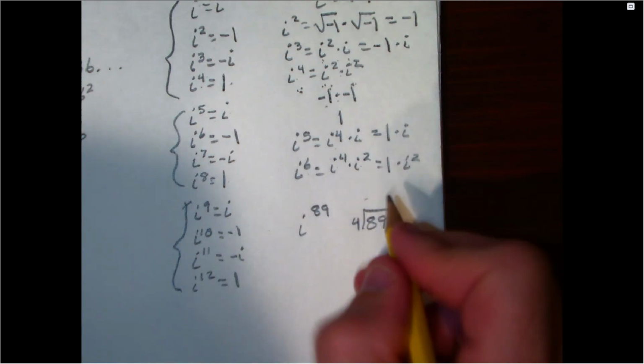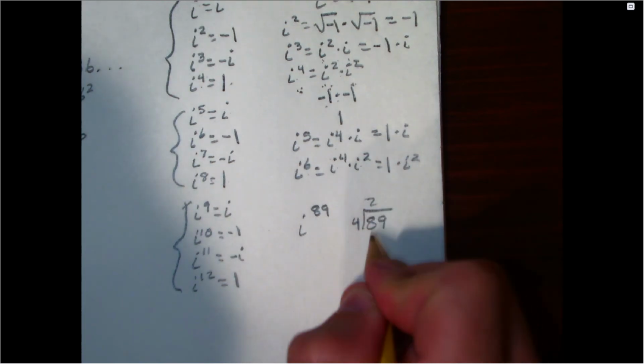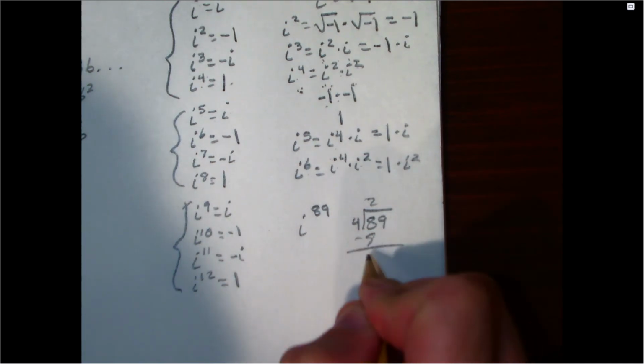I'll write it out for you if you want. 4 goes into 8 twice. 2 times 4 is 8. Subtract, you get 0. Bring the 9 down. 4 goes into 9 twice. 2 times 4 is 8. 9 minus 8 is 1. You stop right here. It goes in 22 times with 1 remainder.